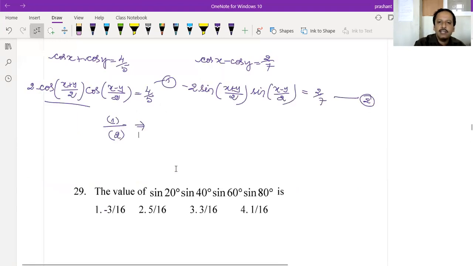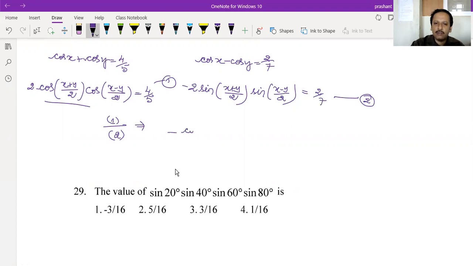If I do this, here 2, 2 gets cancelled. So you'll have minus cos x plus y by 2 divided by sin x plus y by 2. That will give you cot x plus y by 2 into cos x minus y by 2 divided by sin x minus y by 2. Again, that will give you cot x minus y by 2. That's equal to 4 by 5 divided by 2 by 7. Okay. So now, here, minus cot x plus y by 2.